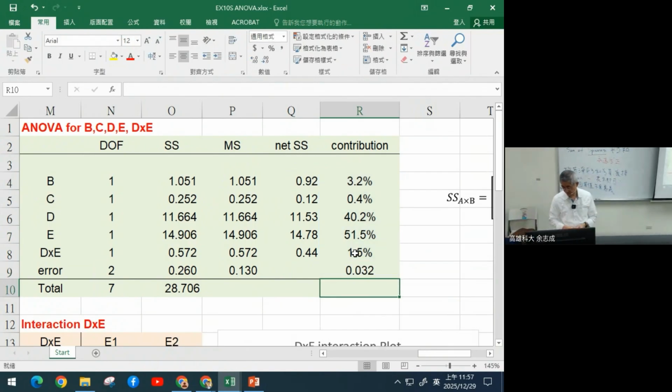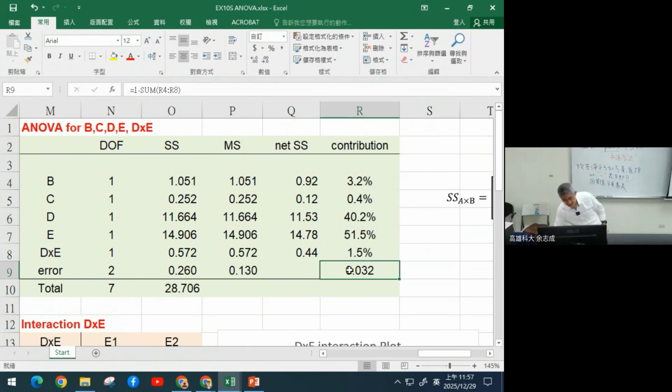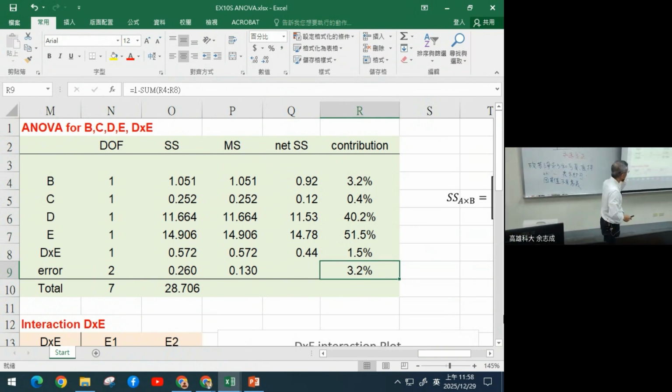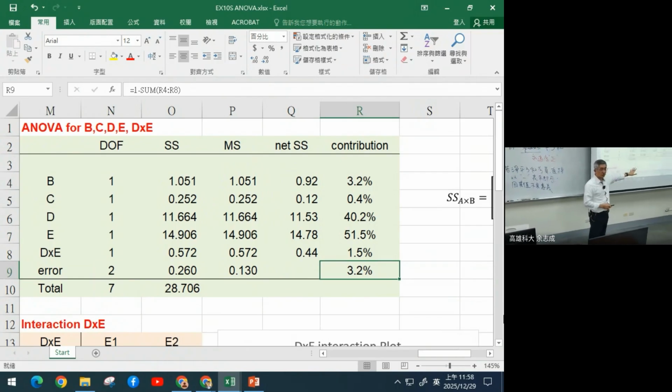Enter. So we can see, again, we can make it a percentage of 3.2%. And this is the same as page 372. Any questions for the contributions?